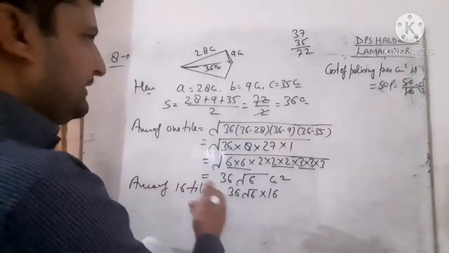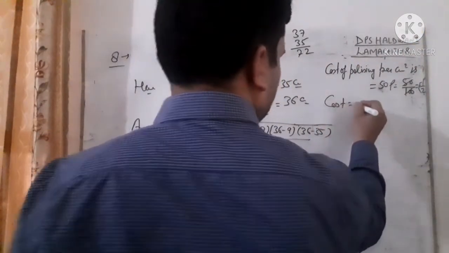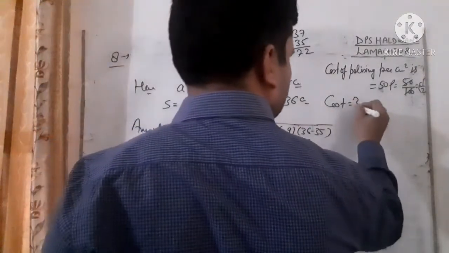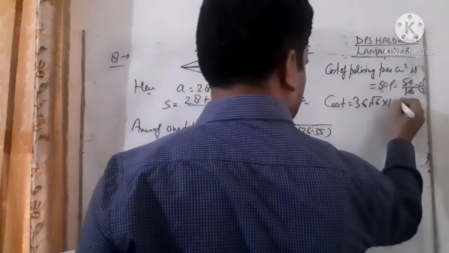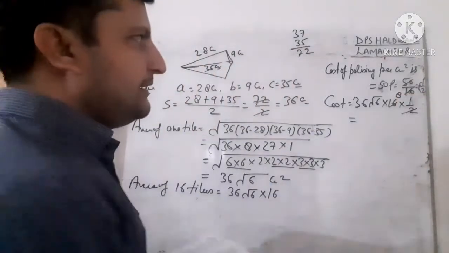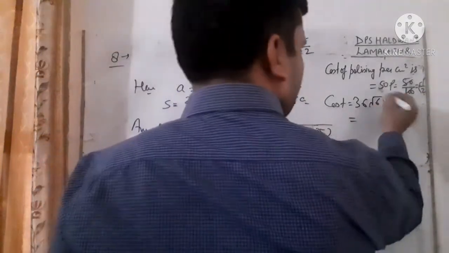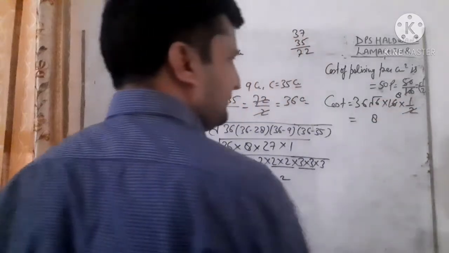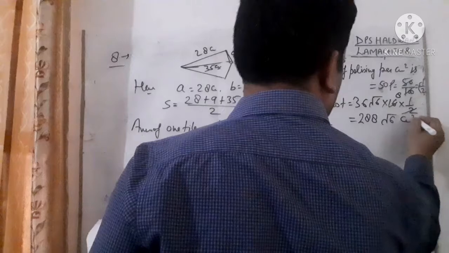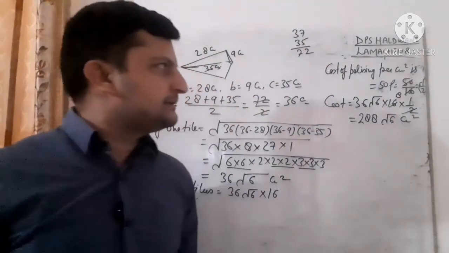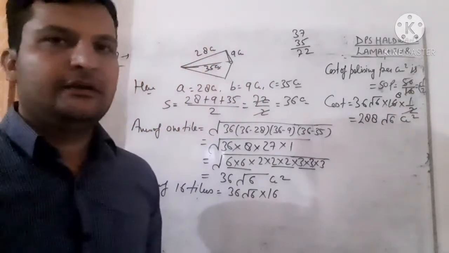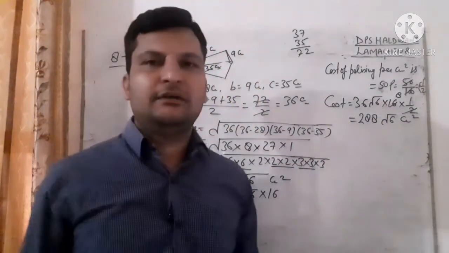So what we have to do, we have to find the cost of total polishing of the 16 tiles. So student, what we will do, we will multiply it by 1 upon 2. So 36 root 6 into 16 into 1 by 2, that is 2 8 is 16. Now we have to multiply 8 into 36. 8 6 is 48, 8 3 is 24 and 4 is 28, so 288 root 6 centimeter square.